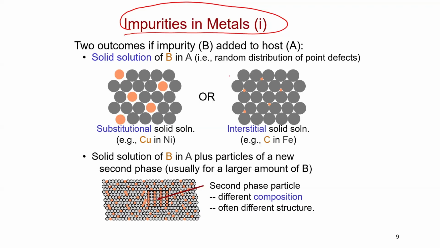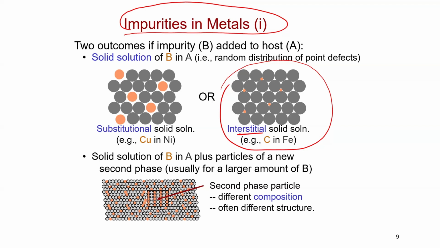So you can see here carbon in iron. Carbon atoms are very small, so you can see the carbon atoms staying in between the iron atoms. So it is an interstitial impurity.